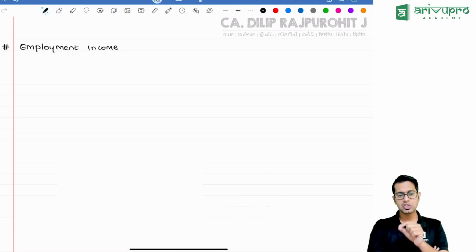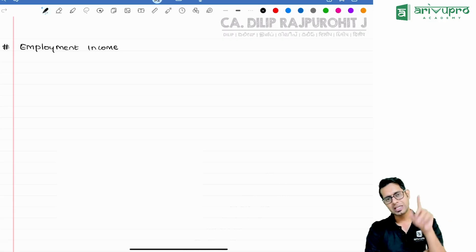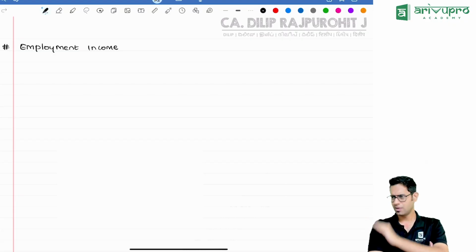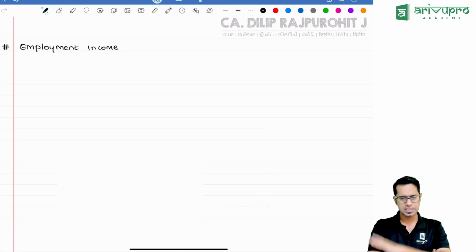So for the work you are undertaking or the services you are providing as an employee, he is going to pay you some money. That money can be salary, wage, bonus, commission, tips, or any fringe benefit. So there are a lot of different components of employment income, and we'll study all those components. He will pay this money to you for the work done by you on his behalf or as per his direction.